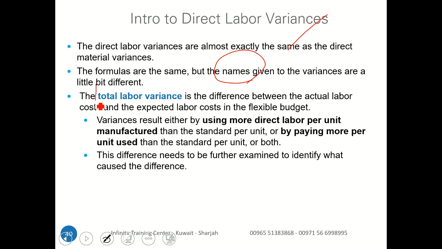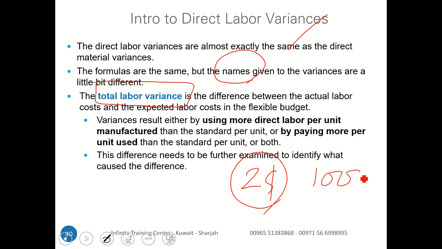So again, what is total labor variance? That's the difference between how much you actually spend and how much you are supposed to spend in a flexible budget. Or we can say my standard is $2 and I will rewrite my budget for the actual production of 1000 units. So my total variable cost in terms of direct labor is going to be $2,000. That's the cost in the flexible budget.